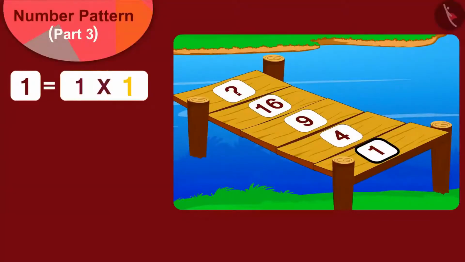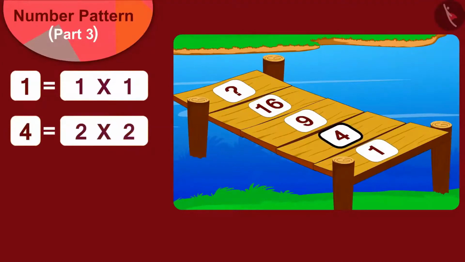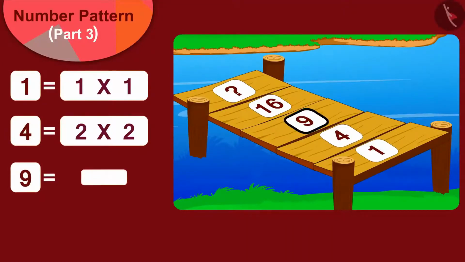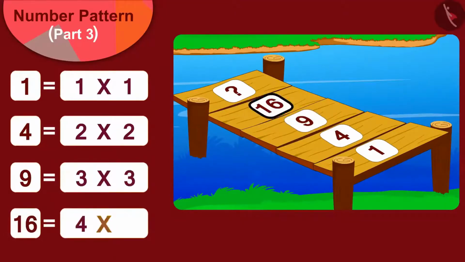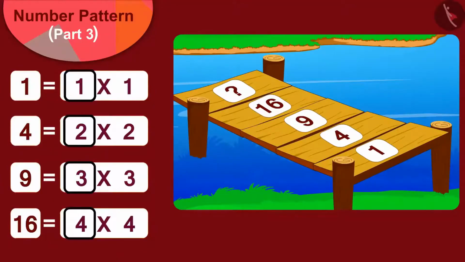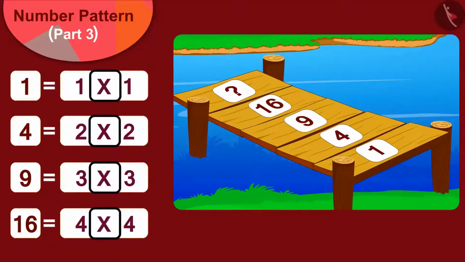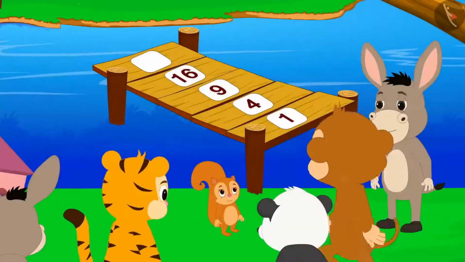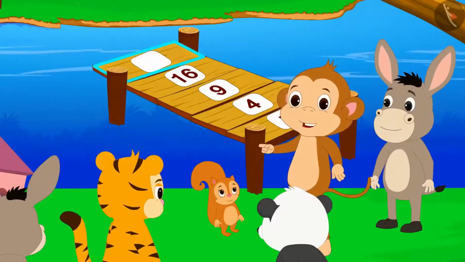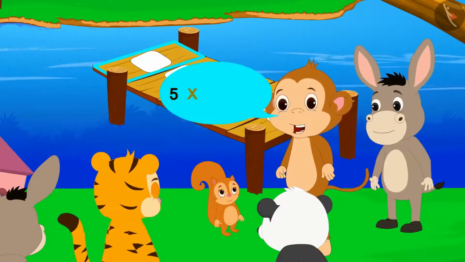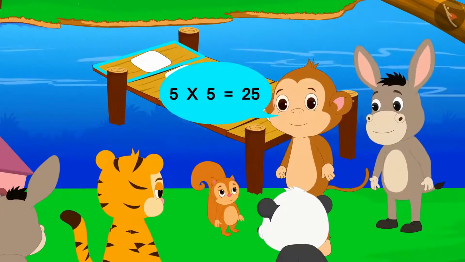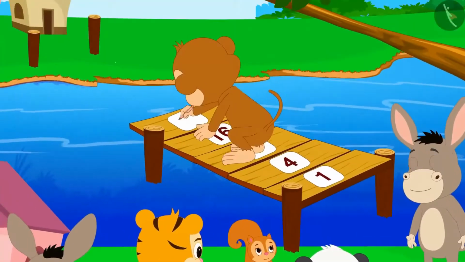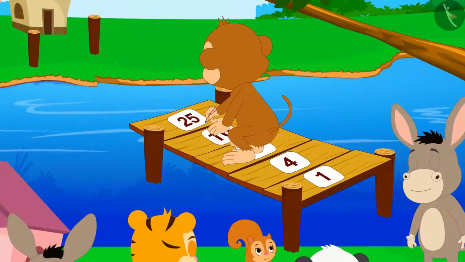We can write 1 like this as 1 times 1. We can write 4 as 2 times 2. 9 as 3 times 3 and 16 can be written like this as 4 times 4. This means that the number written on the plank can be found by multiplying the number of the plank by itself. Chanda excitedly told the villagers. That would mean the number written on this fifth plank would be 5 times 5, 25. Saying this, Babban immediately wrote 25 on the fifth plank.